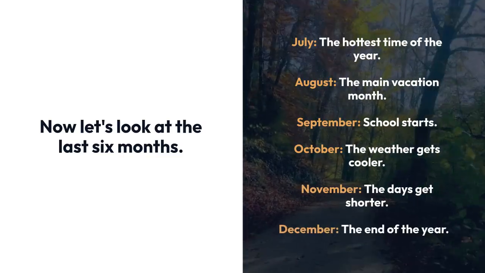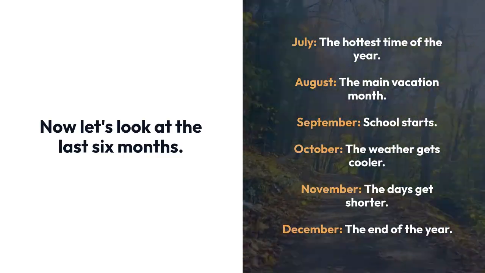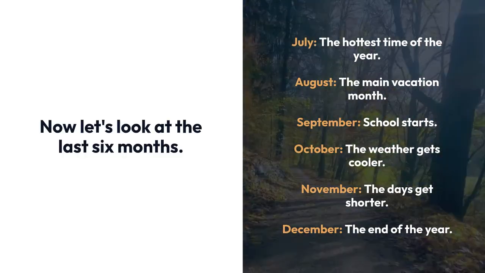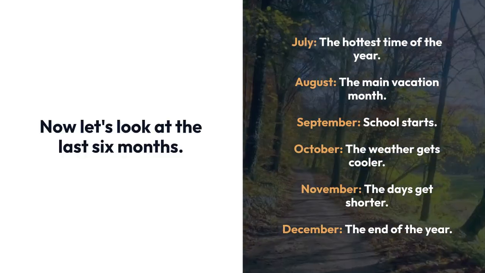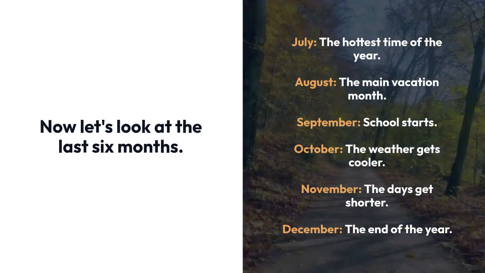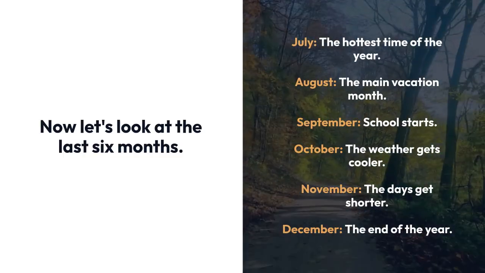Now let's look at the last 6 months. July. The hottest time of the year. August. The main vacation month. September. School starts. October. The weather gets cooler. November. The days get shorter. December. The end of the year. Connecting months with real-life events makes them much easier to remember.